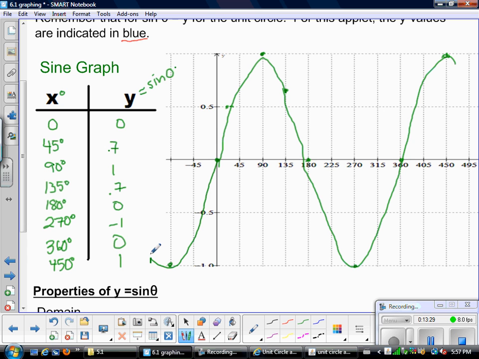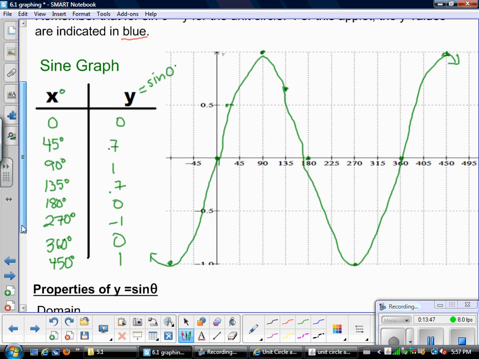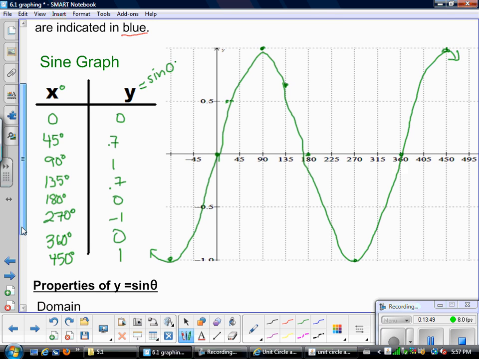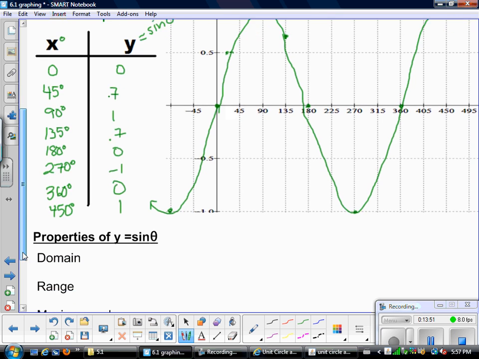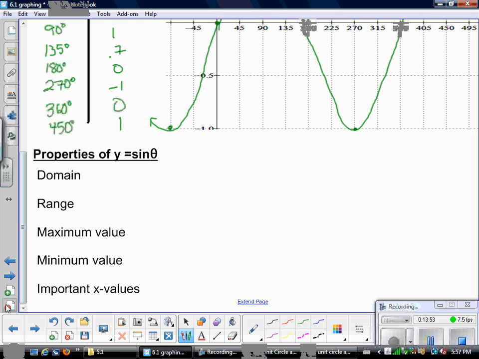Okay, now the graph continues and continues. However, when you're putting your arrows, make sure that you don't have your arrow pointing up here, because it doesn't go up there. Okay, it only fits between, you can see, -1 and +1. So what I'm going to do now is we're going to look at the properties of y equals sine theta, and then we'll quickly look at cos x for the next part of the video.